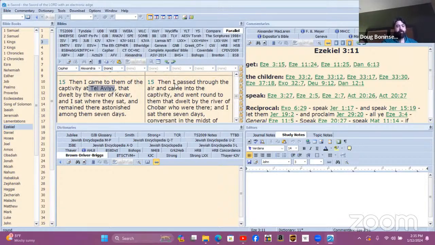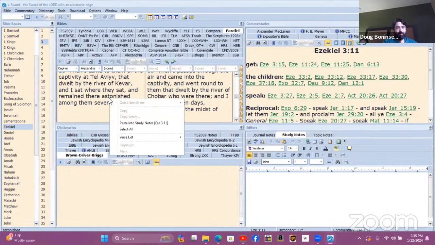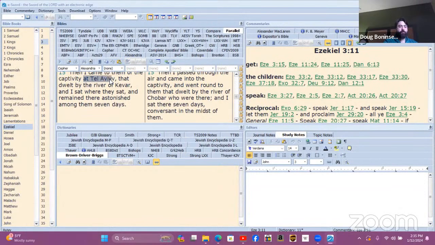The Septuagint says, then I passed through the air and came into the captivity and went round to them that dwelt by the river of Kobar, who were there, and I sat there 7 days, conversing in the midst of them. So there's actually a couple differences here. The Septuagint says conversant, the Masoretic says astonished, and the Masoretic decided to use the word at Tel Aviv rather than at the river of Kobar.